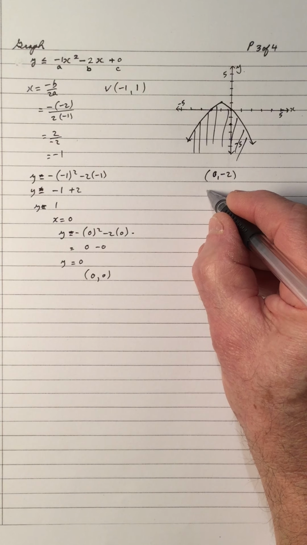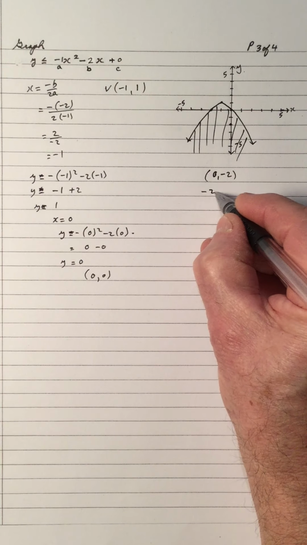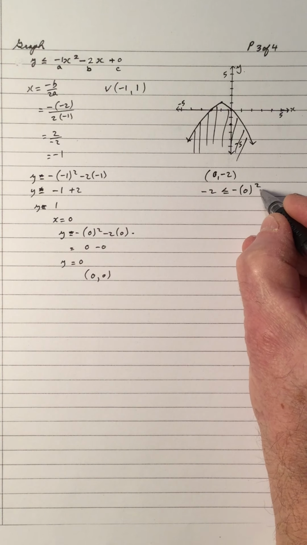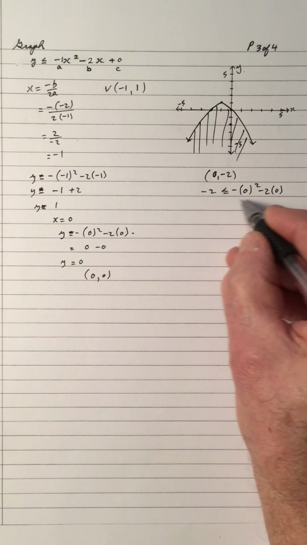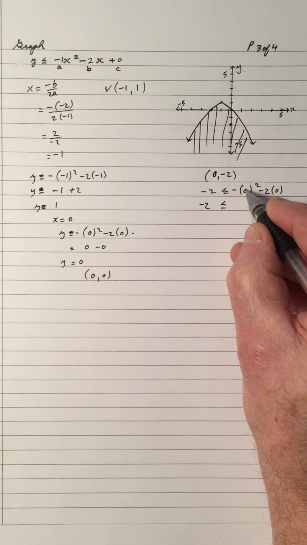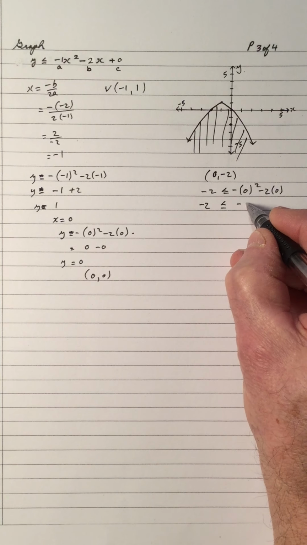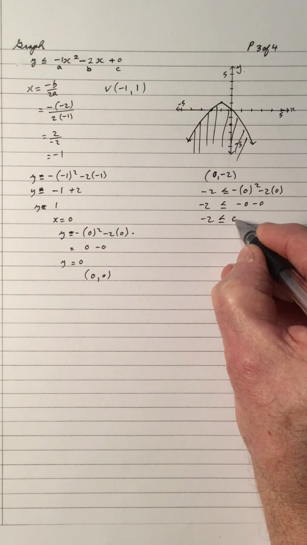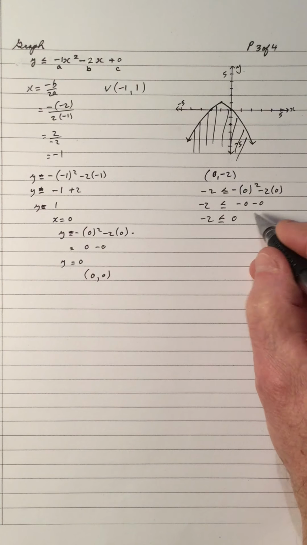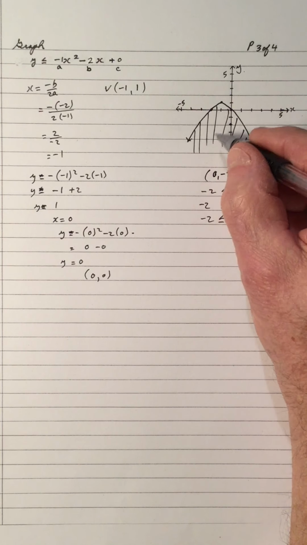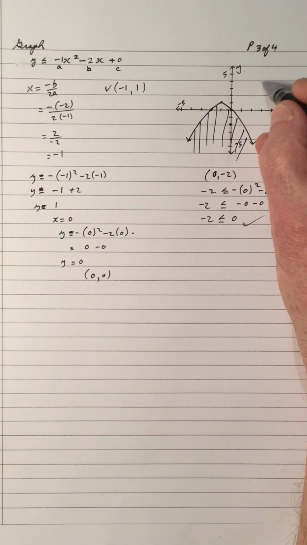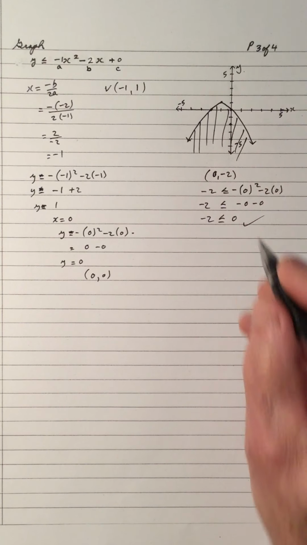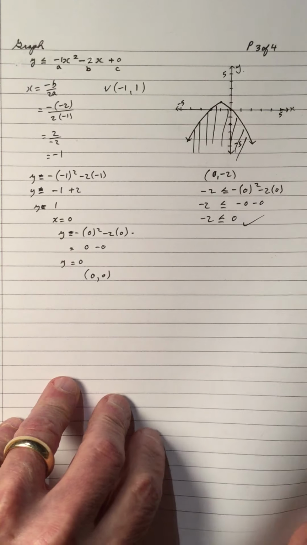So I'll just verify that. y is negative 2, x is 0, so negative 2 is less than or equal to 0 squared, which is 0. Negative 2 is less than or equal to 0, and that's true, so I'm shading in here. If you pick any point over here, it would make it false. Okay, let's continue.